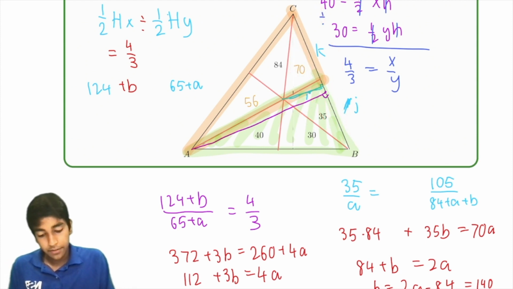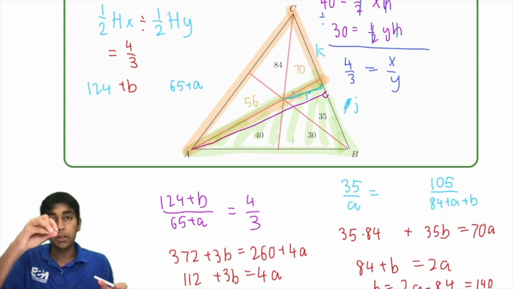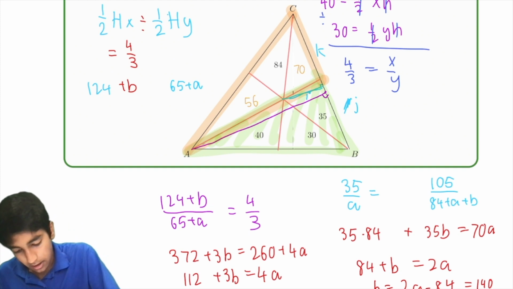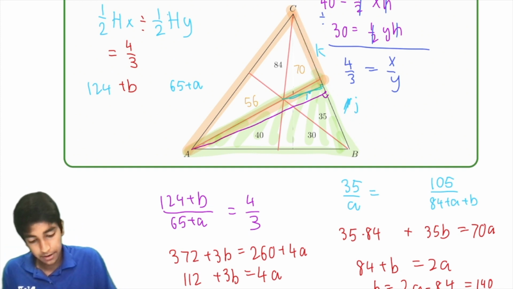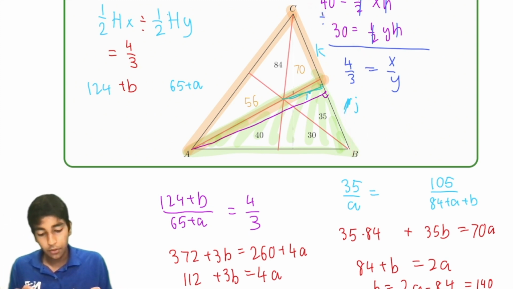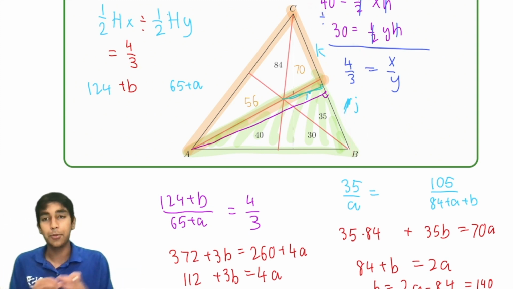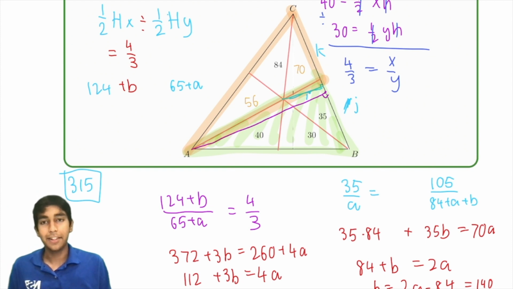So that means if the area of the green triangle is 105, because this base is 2 times this section, then the overall base will be 3 times this section. So the area of the whole triangle will just be 3 times 105, 315. And that is the answer.